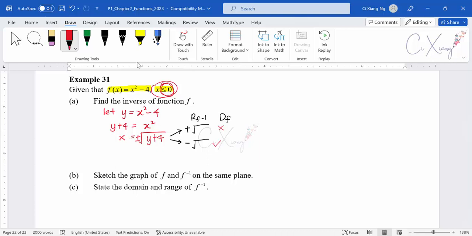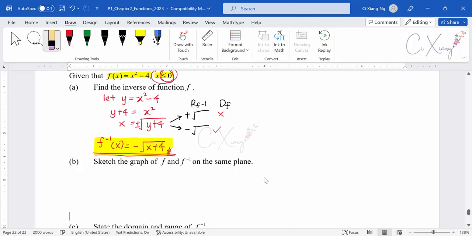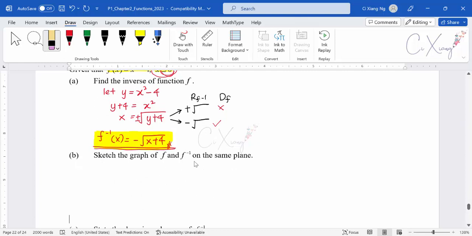All right, so this is our final answer. Therefore, to write out the inverse function again, it will be equal to negative square root of x plus 4. So this is how we find the inverse function of f. Okay, so for the next question, they want us to sketch the graph of f and also f inverse on the same plane.